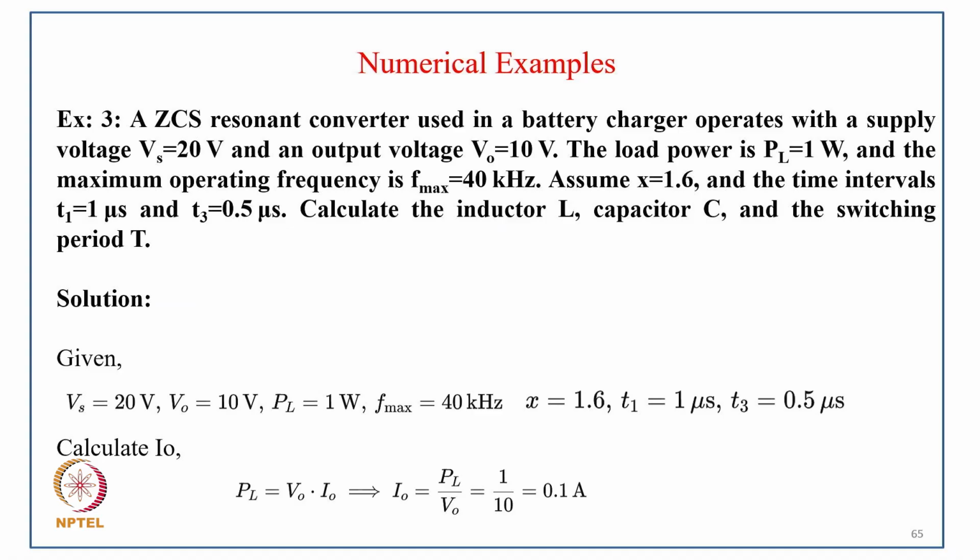Coming to example 3: a zero current switching resonant converter used in a battery charger operates with a supply voltage of Vs equal to 20 volt and output voltage of V0 equal to 10 volt. The load power is PL equal to 1 watt and the maximum operating frequency is F max equal to 40 kilohertz. Assume X equal to 1.6 and time intervals T1 equal to 1 microsecond, T3 equal to 0.5 microsecond. Calculate the inductor, capacitor and the switching period.